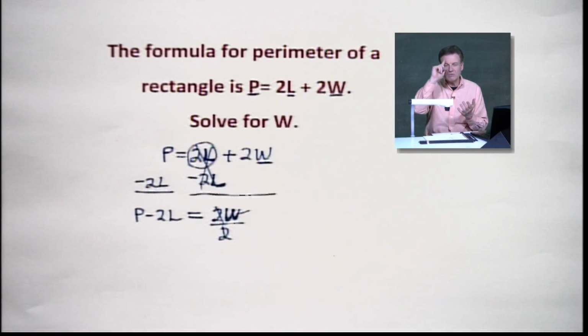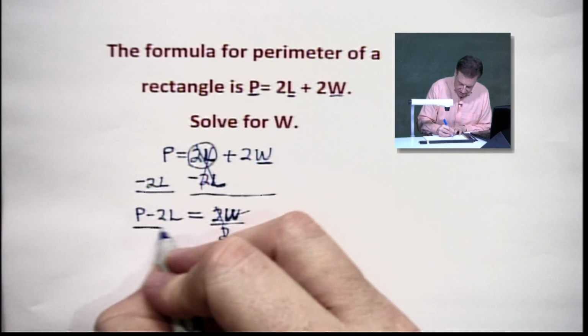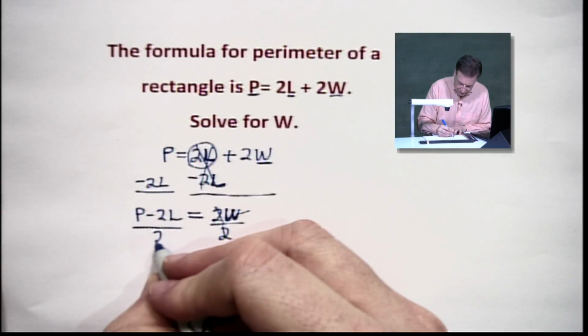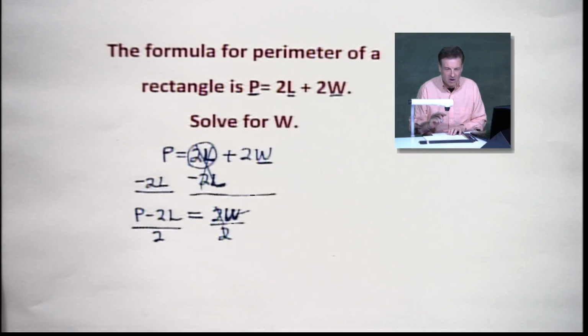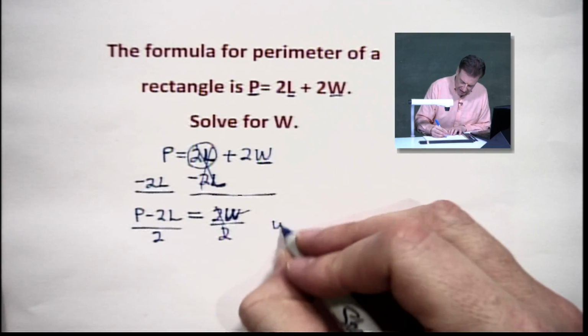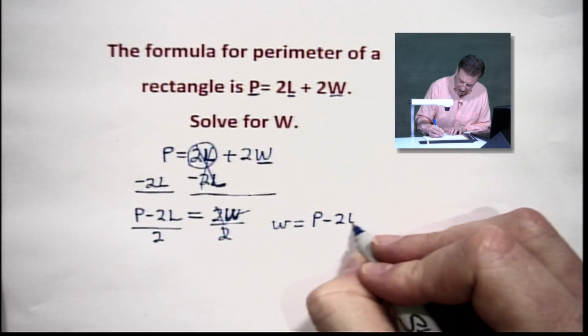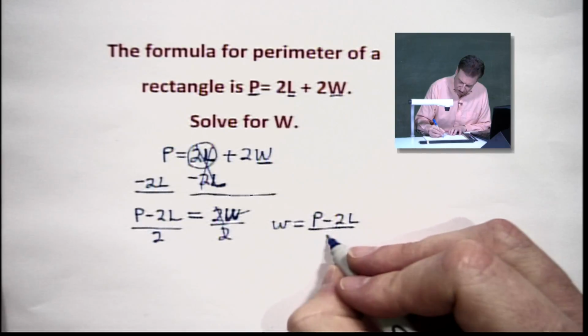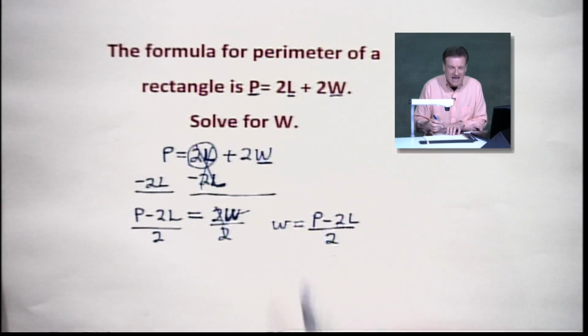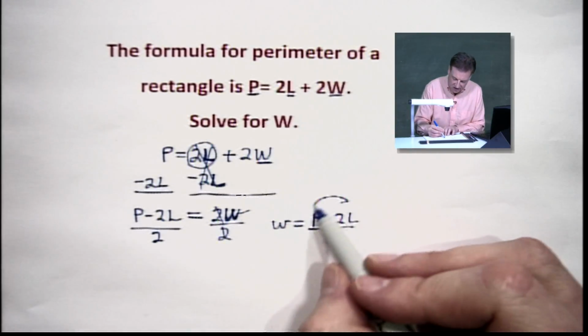Now again, as you all well know, if we do it to the right, we've got to do it to the left. And we're almost done. I'm going to rewrite it right out here. I'm going to put W equals P minus 2L over 2. Now, that's the answer. I want you to know that is our final answer.